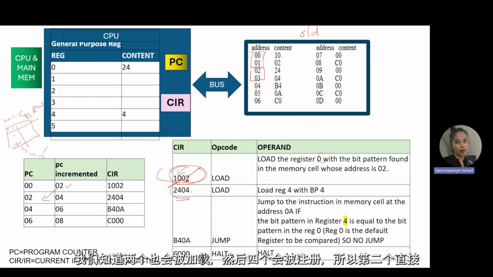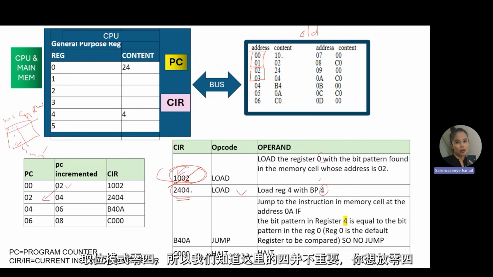So from the description table, we understand 2 will also be load, and then 4 will be the register. So number 2 directly takes the bit pattern 04. So we know 4 in here. It doesn't matter if you want to put 04 or 4, it's still correct. So we know we're going to load this value in register 4.